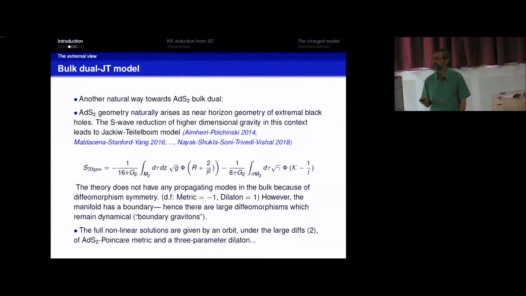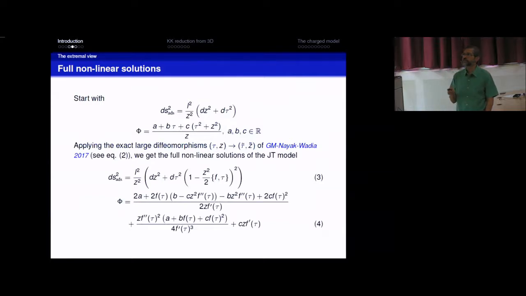Okay, so the full nonlinear solutions are given by an orbit under the large diffeomorphisms of the AdS2 Poincare metric and a 3-parameter dilaton. So the full solution is given by an orbit of the large diffeomorphism, starting from this reference metric. Here I'm going to use Euclidean solutions for most part of my talk. So this is the Poincare metric, and this is a 3-parameter solution for phi.